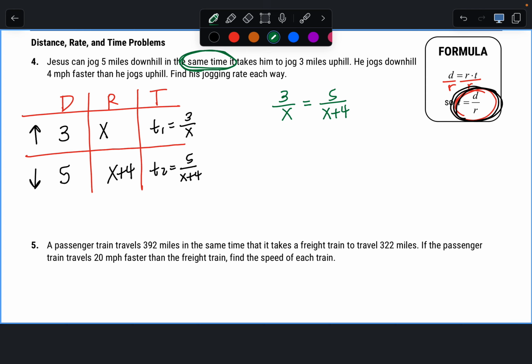Now, what is my least common denominator? X plus 4 and x. Both of those things have to be there. So my LCD is x times x plus 4. So I want you to try and solve for x.